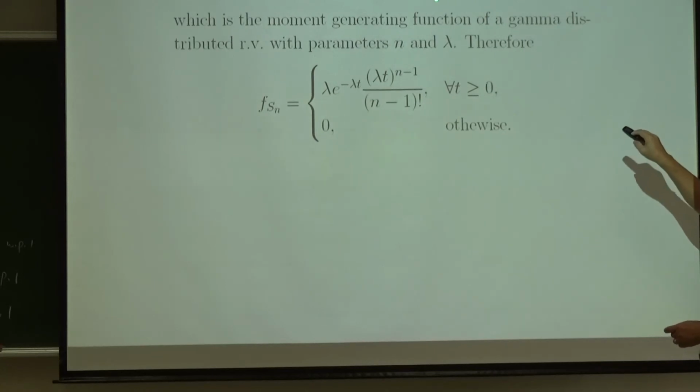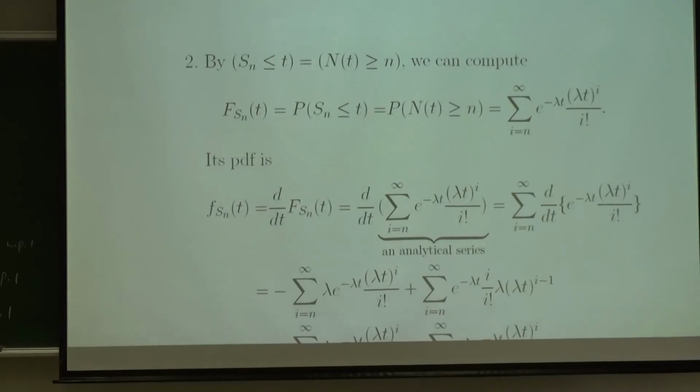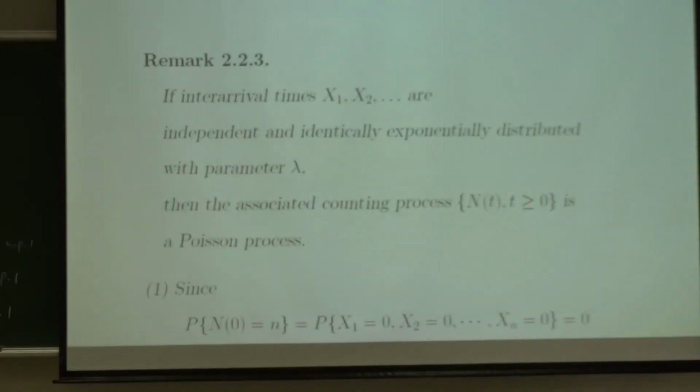So we know that S_n, the nth arrival time, is a gamma distributed random variable with parameters n and lambda. So this is one way to solve it. The second way, I will let you go through just some computations only, so I skip the computation.